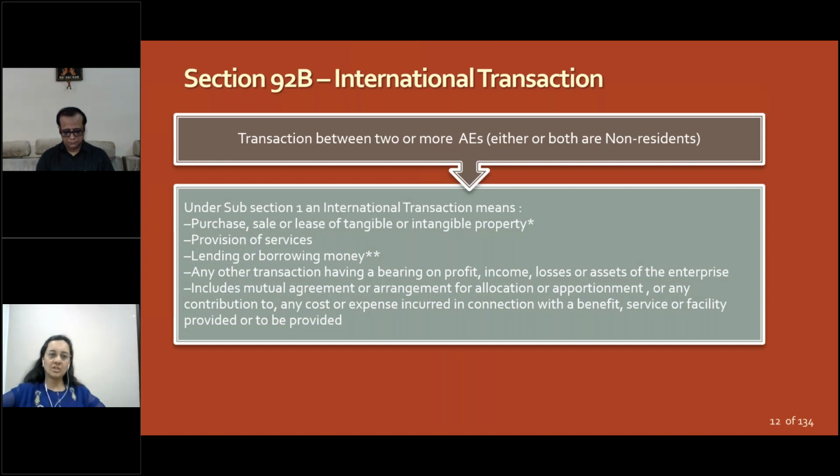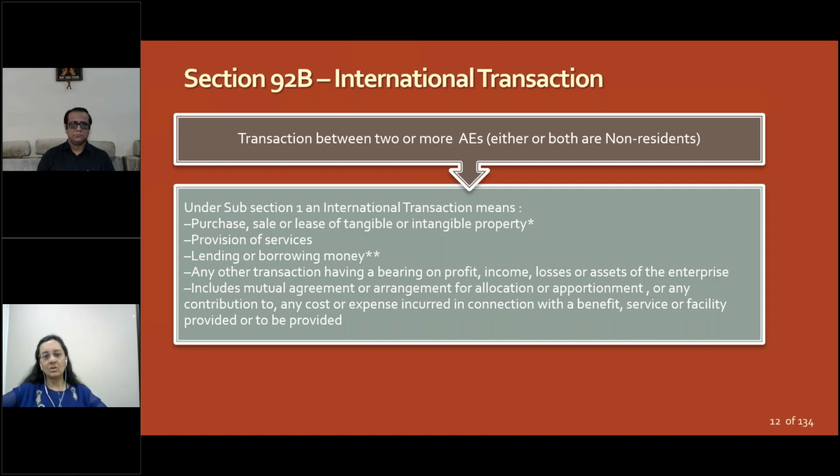So 92B subsection 1 lays down purchase and sale of tangible or intangible property, provision of services, lending or borrowing of money, any other transaction having a bearing on profits, incomes, losses, or assets, which could mean reimbursements or any other transactions which don't fall into the pure criteria of purchase, sale, provision, or lending or borrowing. The last includes a mutual arrangement for allocation or apportionment of contribution incurred in connection with benefits or facilities to be provided or actually provided.